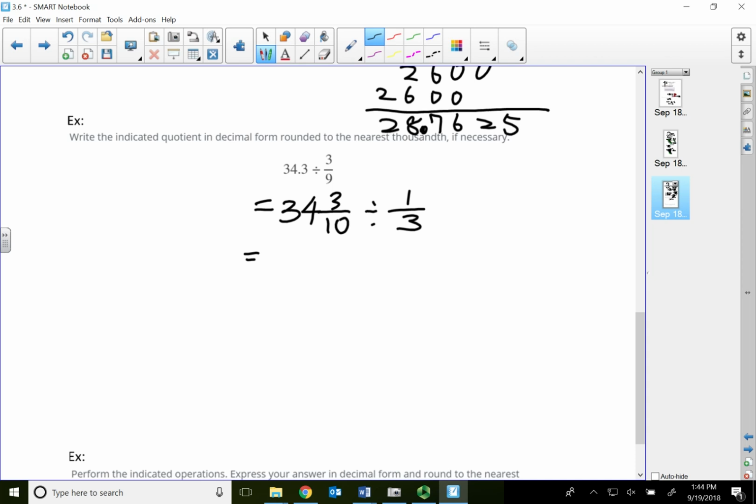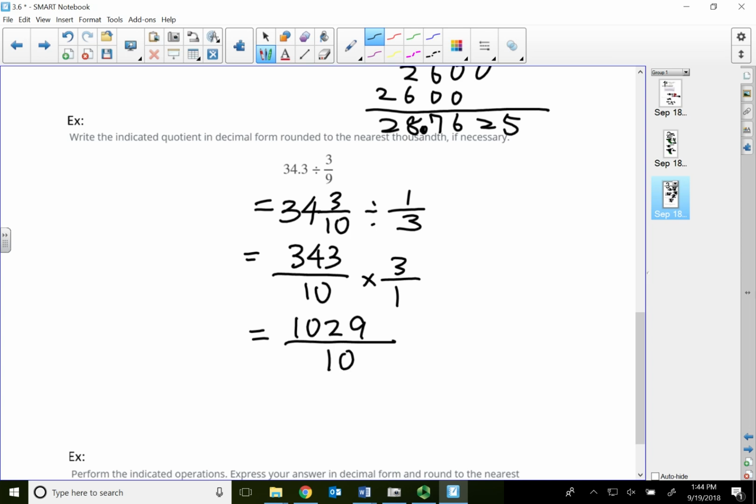Let's convert this into an improper fraction. 10 times 34 is 340, plus 3 is 343 over 10. Divided by 1/3 means times the reciprocal, which is times 3 over 1. The top number cannot reduce with the bottom, but that's okay, because I got lucky with the 10 down here. 3 times 343: 3 times 3 is 9, 3 times 4 is 12, carry 1, 3 times 3 is 9 plus 1 is 10. So that's 1029 over 10.